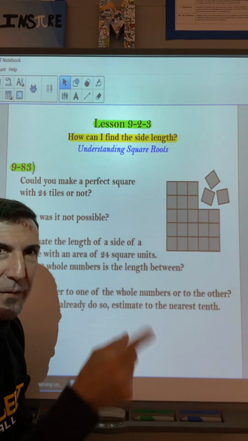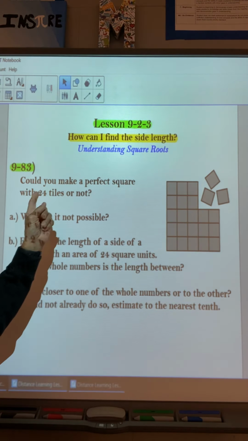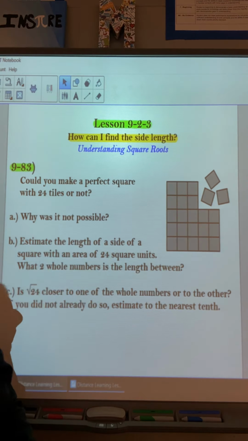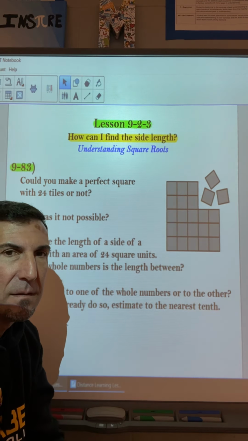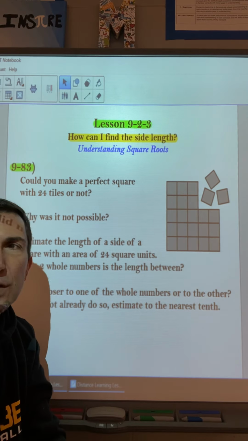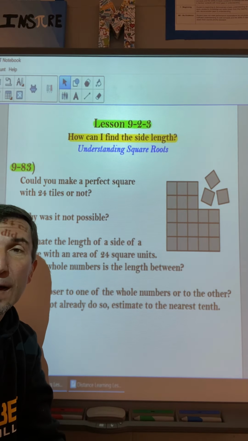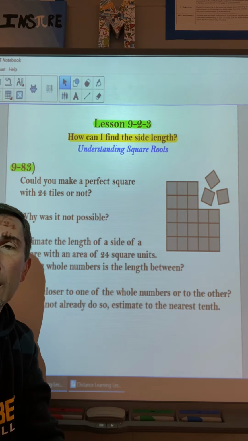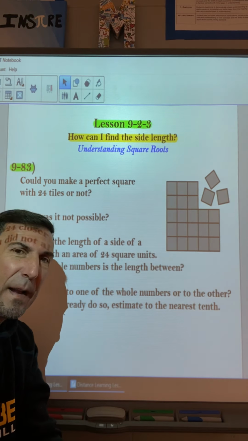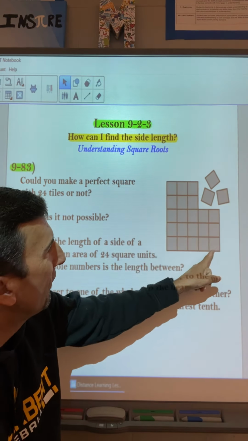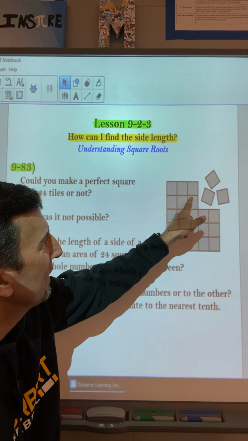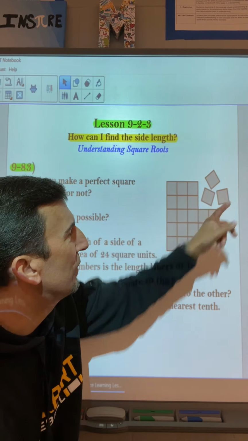Okay, last little piece and then we're done with this one. Can you make a perfect square with 24 tiles or not? So raise your hand if you can do it with 24 tiles. Ooh, I've got about 5 people that think they can pull it off. So let's find out. So we have 5, 10, 15, 16, 17, 18, 19, 20, 21, 22, 23, 24.